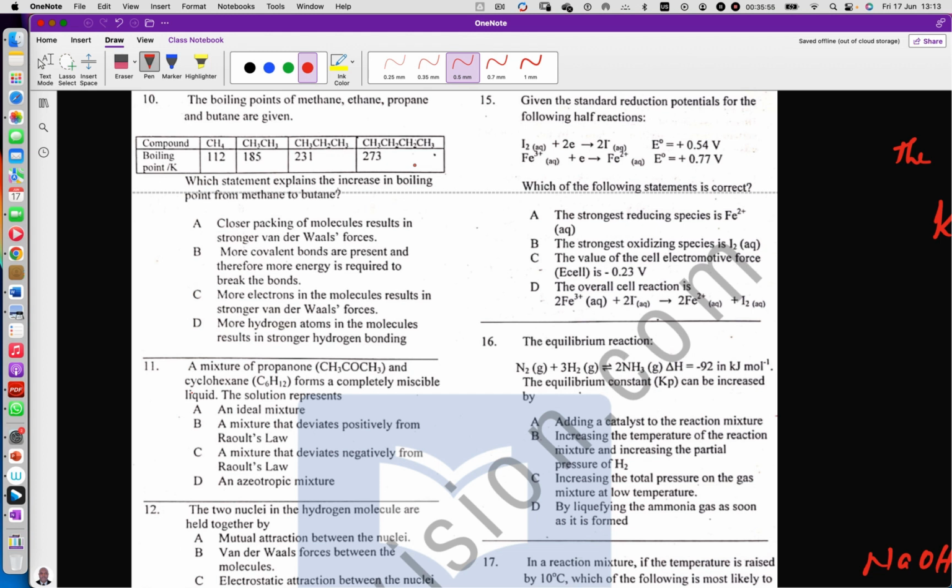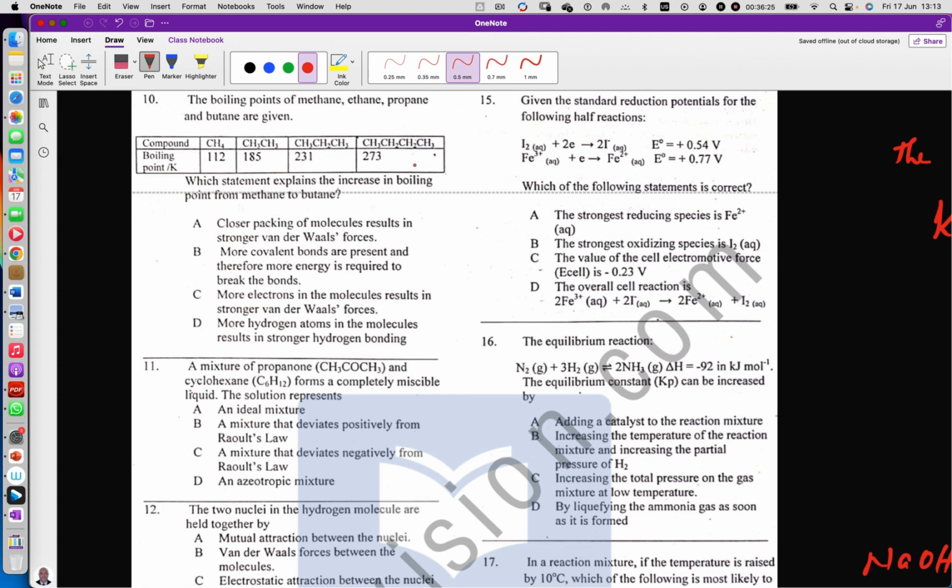When they induce a dipole, a partial positive charge on one end, automatically on the other end there's going to be a partial negative. So now the molecule becomes polar, and when the molecule is polar, there's going to be what we call an induced dipole force of attraction. These are the forces holding the molecules together.